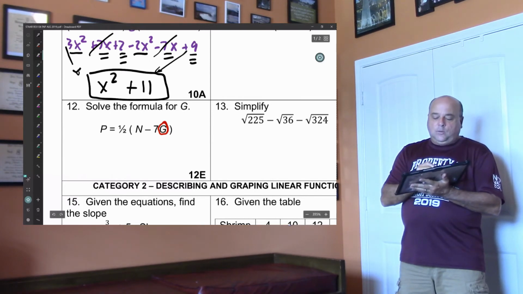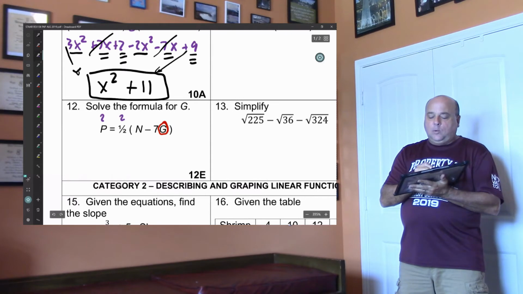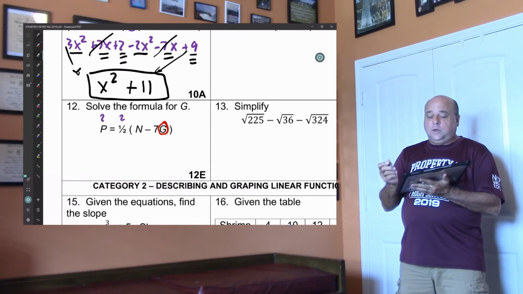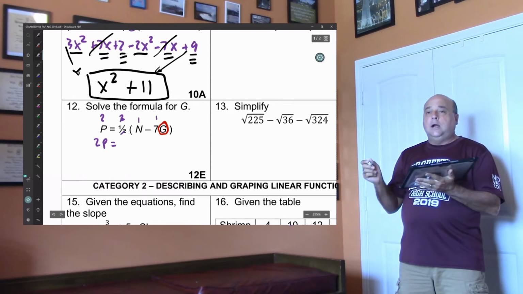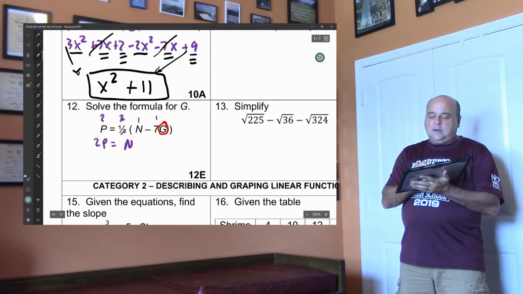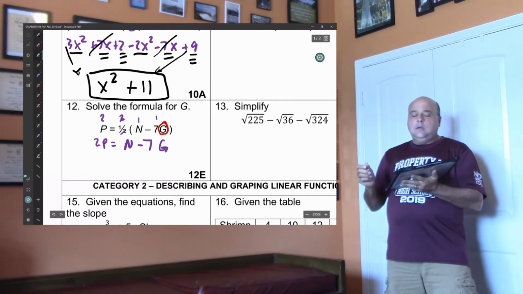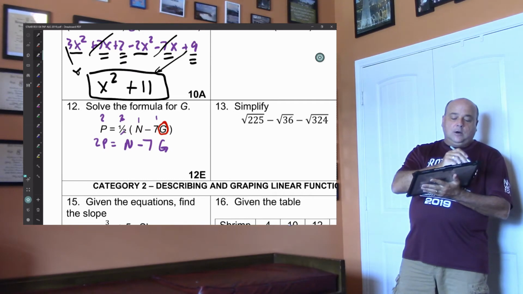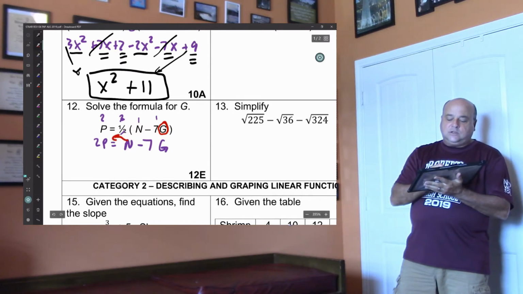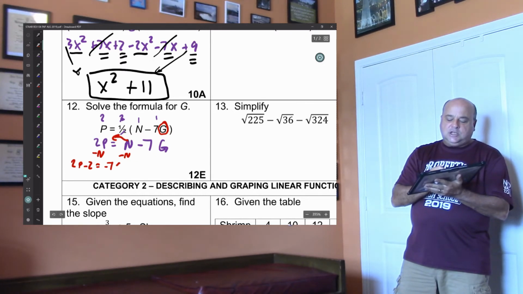Okay, so I'm going to get rid of the 2 first. And remember, we're combining these before we distribute. So we'll get 2p equals, these 2's cross out, and I'm going to distribute 1, right? So this is just going to be n minus 7g. So notice the 2 went from the denominator to the numerator. Now I'm going to move the n across. So subtract n. So I'm going to have 2p minus n equals negative 7g.